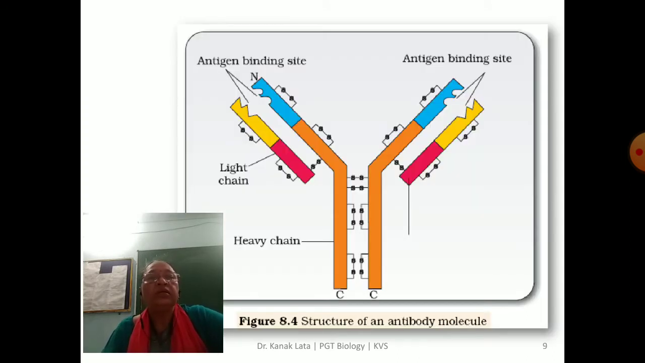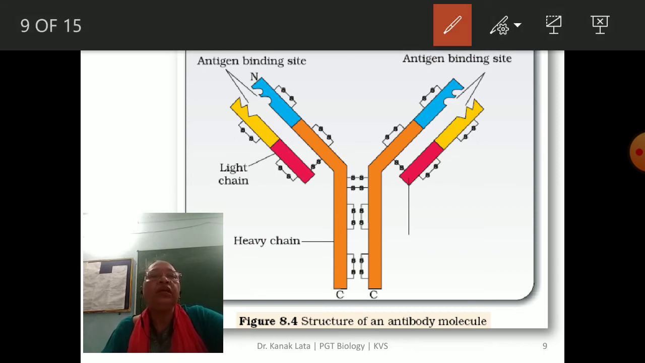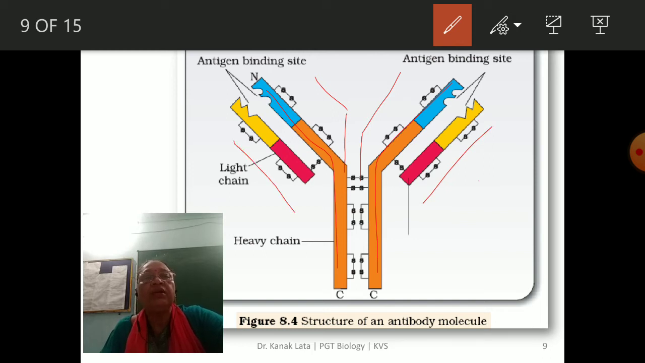Here you can observe the Y shape of the antibody molecule. These two are heavy chains and these two are light chains. And this is the antigen binding site. When foreign material enters, it binds here. So this is the antibody molecule.